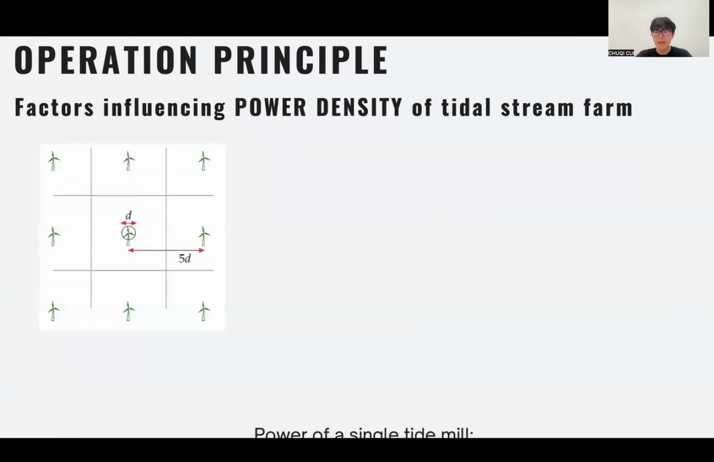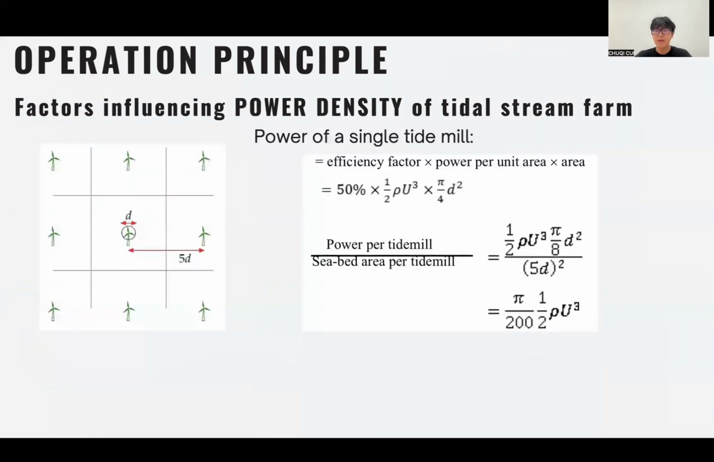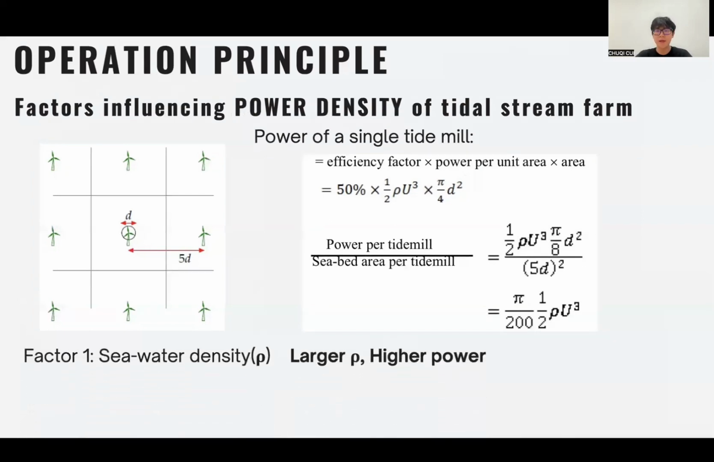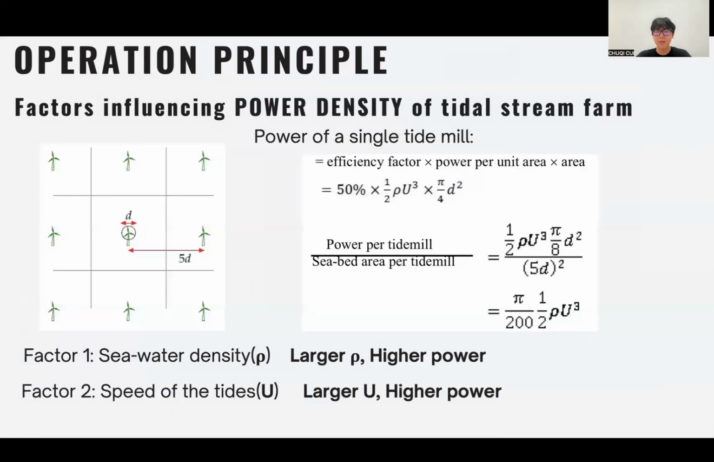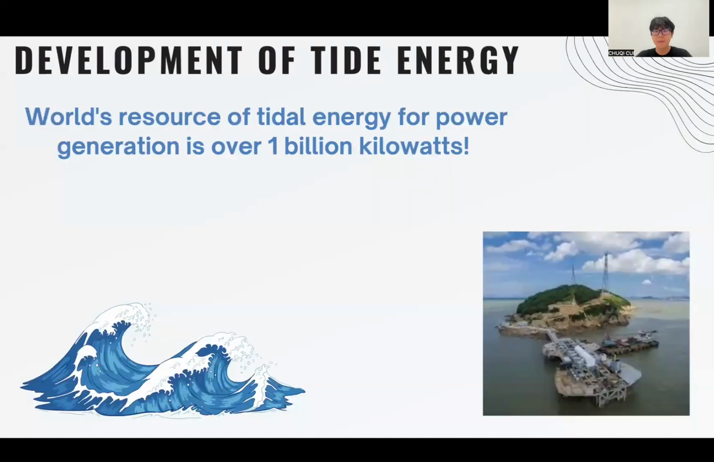Here's a simplified example. Assume the efficiency is about 50%. Using the formulas given above, we can figure out that there are 2 factors which determine the power of a station. The first is seawater's density. The higher the density, the higher the power. The second is the speed of the tides. The higher the cube of the speed, the higher the power.